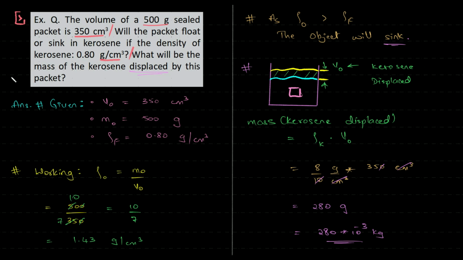That's it. Understood? So please pause, have a look at this entire thing. The very important thing here is to understand that the volume of the kerosene displaced will be equal to the volume of the object because the object sank. With this information only we'll be able to figure this out. If it's floating, then the answer is different.